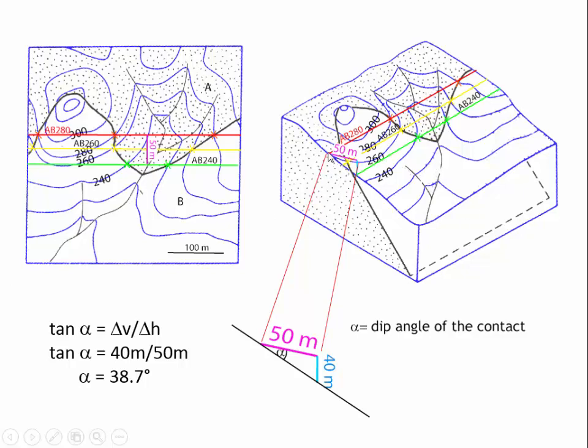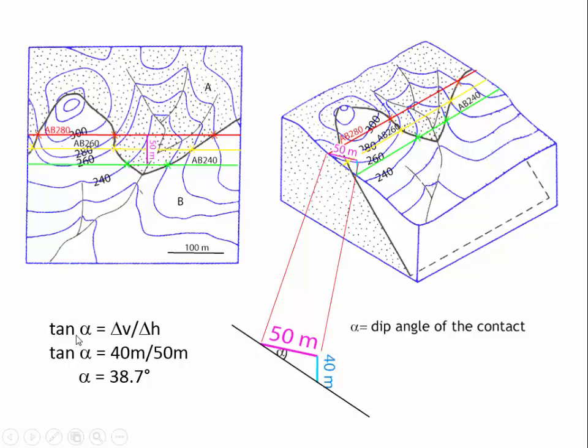We can show that also here in the block diagram. From here to here, a position above the 240-meter strike line, that is 50 meters horizontal distance. The vertical distance is obviously calculated from the strike lines. Here it's a 280-meter strike line, here it's a 240-meter strike line. That means the vertical difference between these strike lines is 40 meters. And we can draw here a little triangle with 50 meters horizontal distance and 40 meters vertical distance.